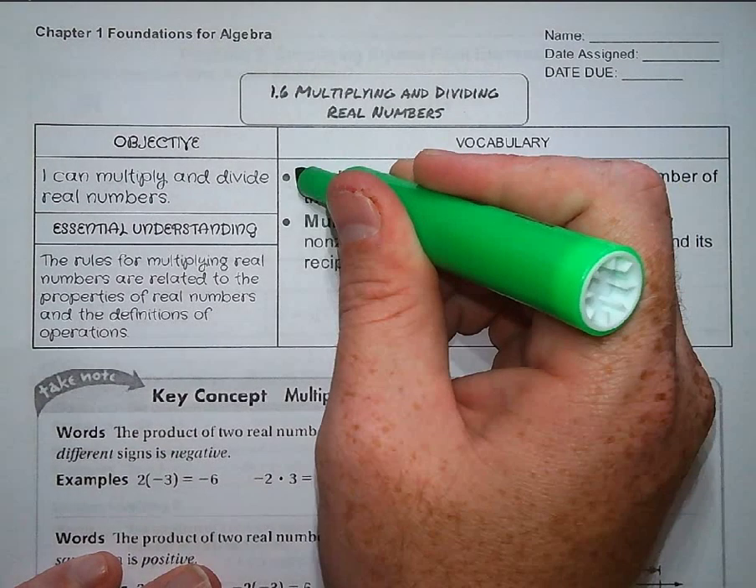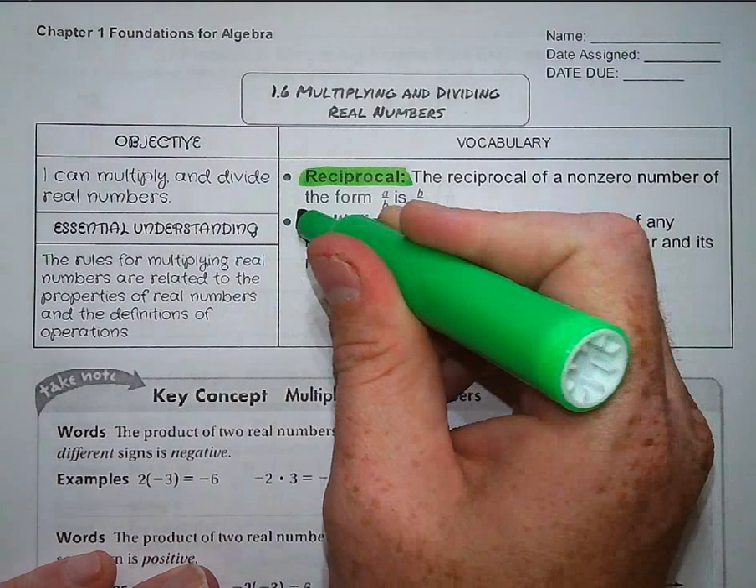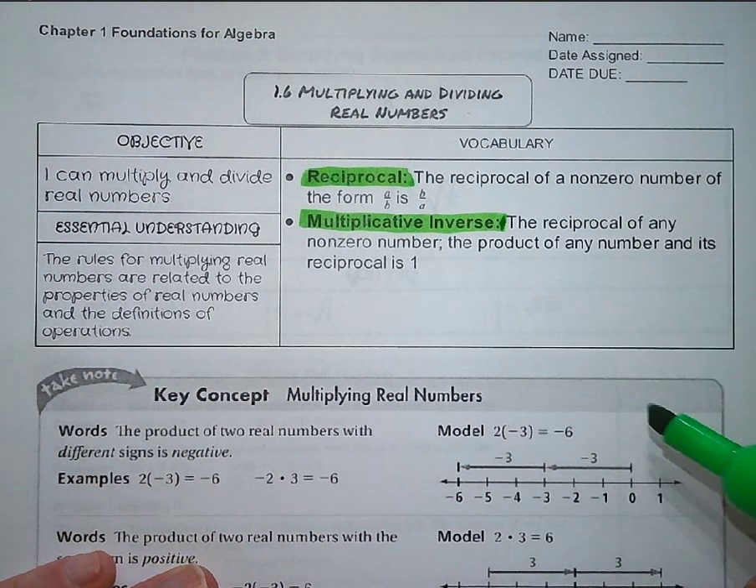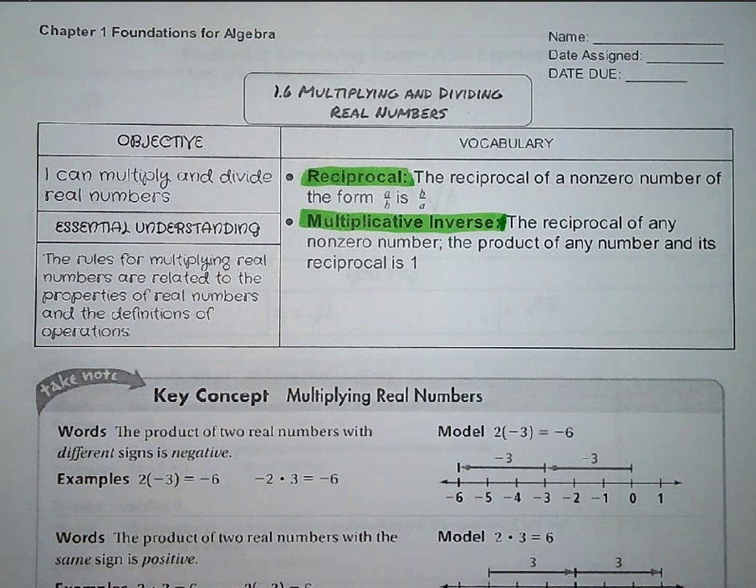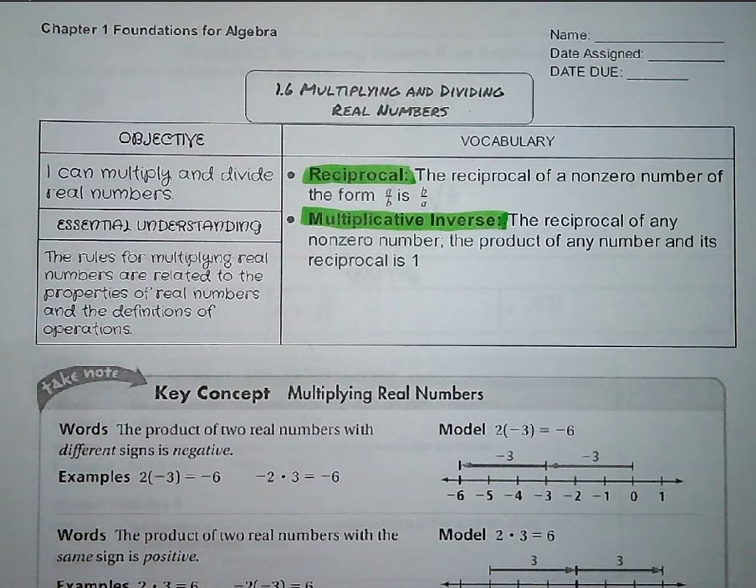First up is the reciprocal. The reciprocal of a non-zero number in the form a over b is going to be b over a. We are flipping the fraction upside down. The reciprocal of any non-zero number is the multiplicative inverse. The product of any number and its reciprocal is going to be 1. So this is one way, when we start to solve equations, that we can cancel out fractions. We can do it by multiplying by the reciprocal.